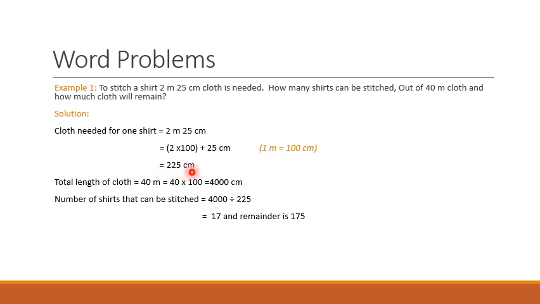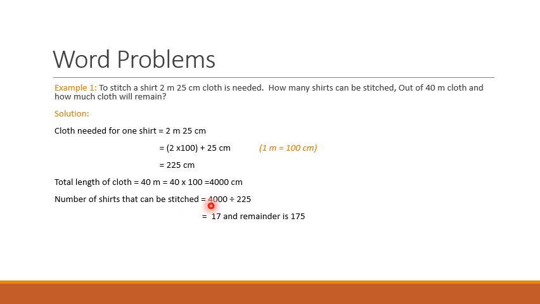Now the total length of cloth given is 40 meters. Now this length is in meter and the other is in centimeter. So we convert this length into centimeter. To convert it, I multiply it by 100. So 40 multiplied by 100 gives me 4000. So the total length of cloth is equal to 4000 centimeter.